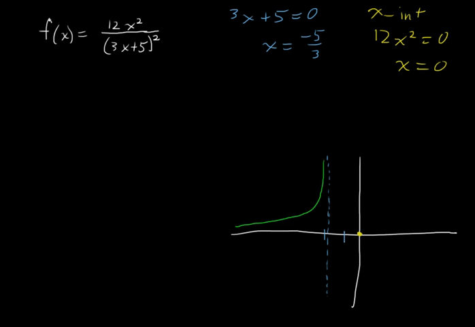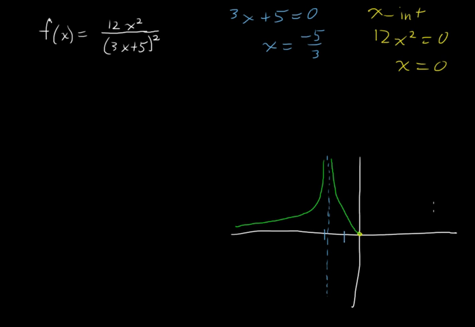I'm going to switch to green now. You could plot some points again in between 0 and negative 5 thirds to see whether this shoots down or shoots up. And I'll cut to the chase. It shoots up, so we're coming down like this. We know that it touches the x-axis when x equals 0.